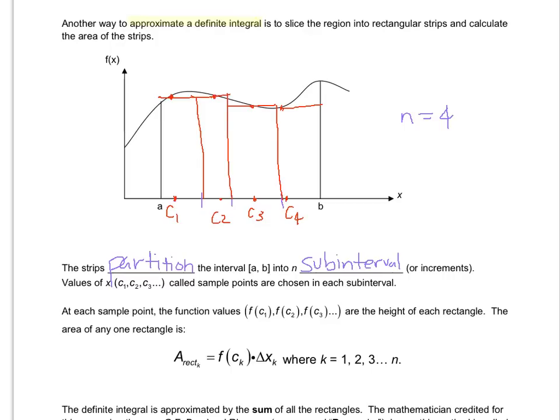Now, obviously, you might ask yourself, why are you choosing those particular C values? And the answer is it won't matter in the end, and we're going to explain why in just a little bit. So for right now, they're arbitrary.